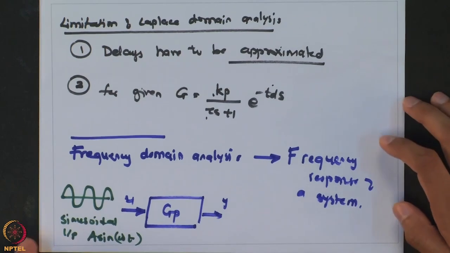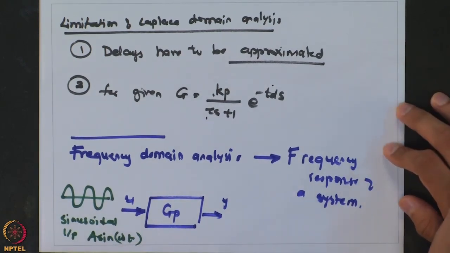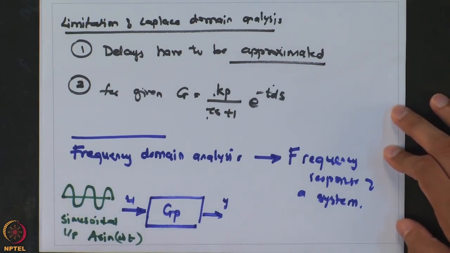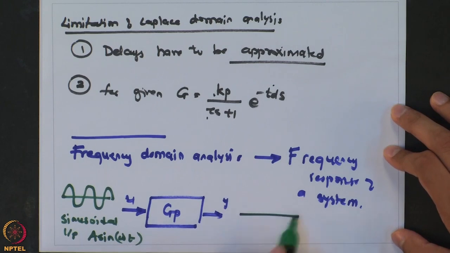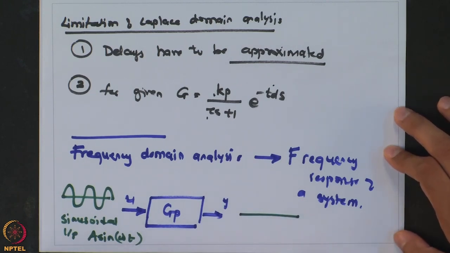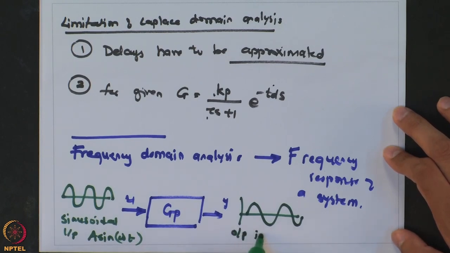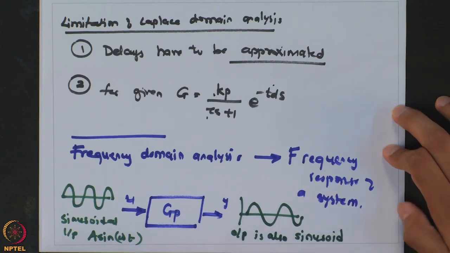And when you do that, it is hypothesized, or it is in fact true, that when you put a sinusoidal input into the system, the output after the initial transient would again be a sinusoid, and it may have a different amplitude and a different phase. So the output is also a sinusoid. So the frequency response is based on this principle that if we input a sinusoid into a process, then the output will also be a sinusoid.